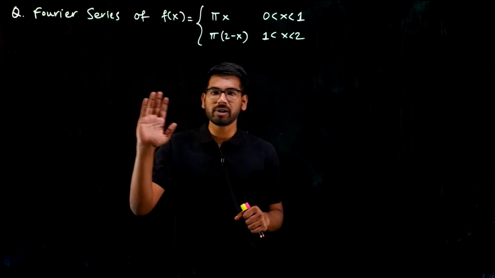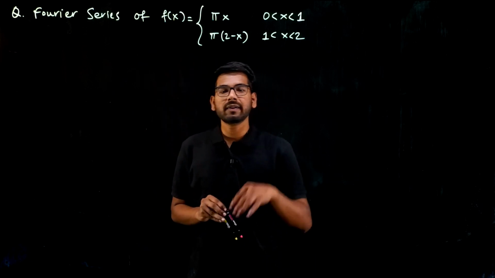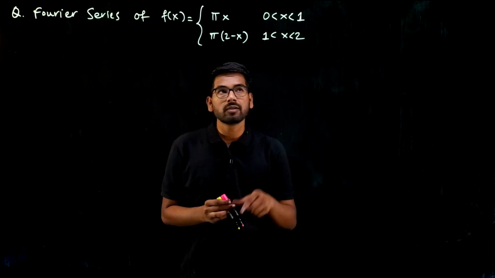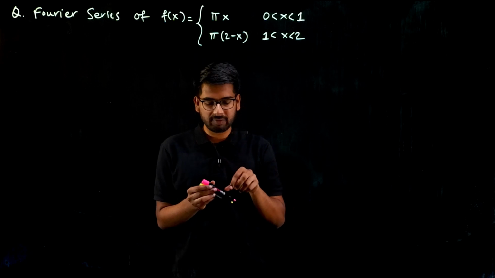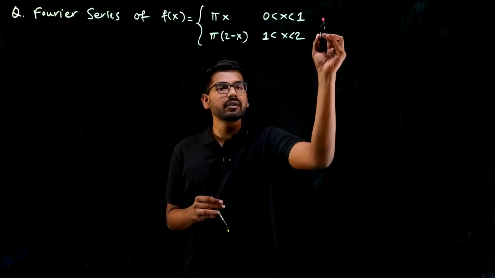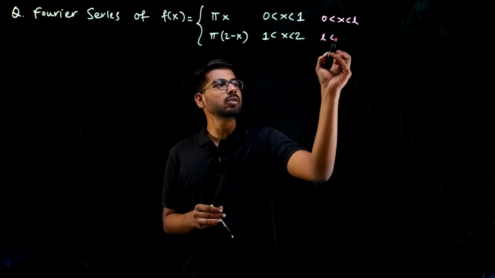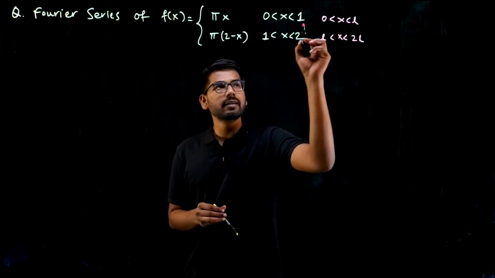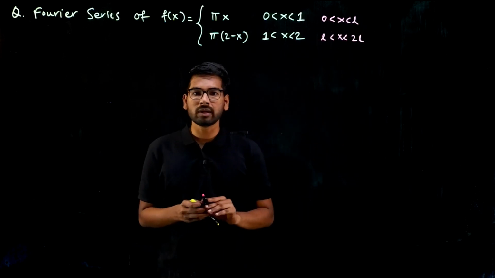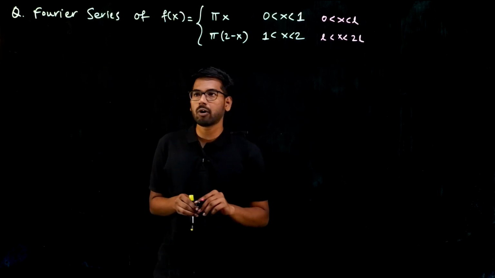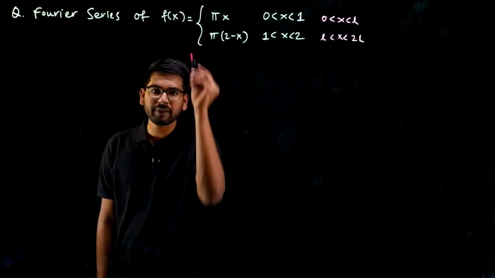The question is: find the Fourier series of f(x) given in the interval 0 to 2. So the interval does not have pi in it. So we have to consider the interval given in terms of L, 0 to L and L to 2L. So L is equal to what? L is equal to 1. So in this case, what is the Fourier series formula, or Fourier series expansion of f(x)?